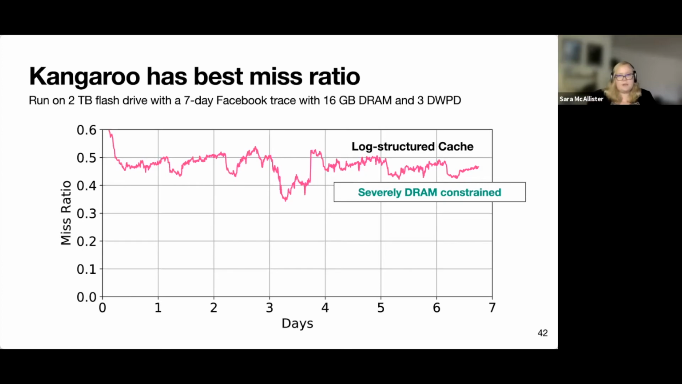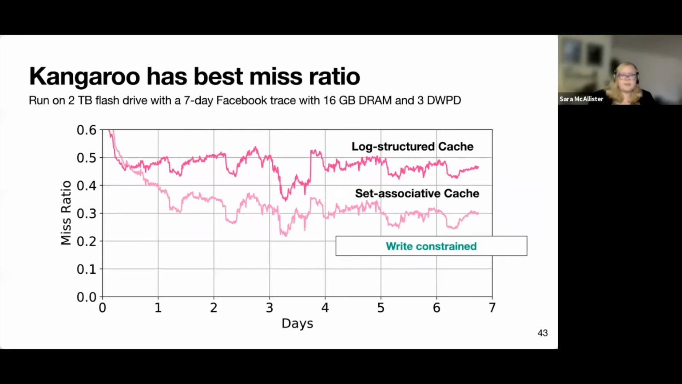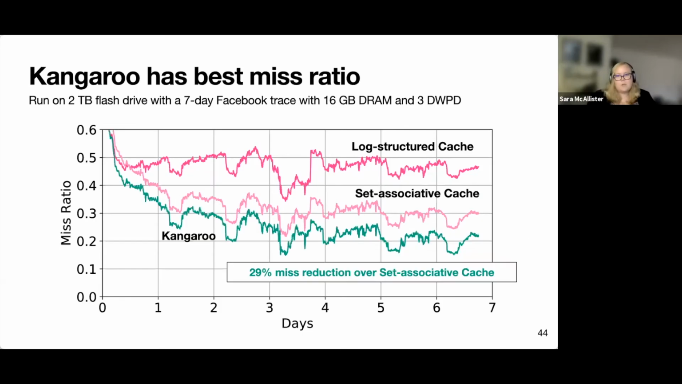But it just can't index the whole flash capacity, and thus the miss ratio is not very great. With a set-associative cache, it's not as bound by the DRAM capacity, but it's write constrained, so it can only do so well in terms of miss ratio. Whereas Kangaroo is able to span both the DRAM and the write rate constraints, and so it allows us to have a 29% miss reduction over the set-associative cache and an even larger miss reduction over the log structured cache. Because it can span both the write amplification and the DRAM constraint while also implementing a better eviction policy, it has a better miss ratio.